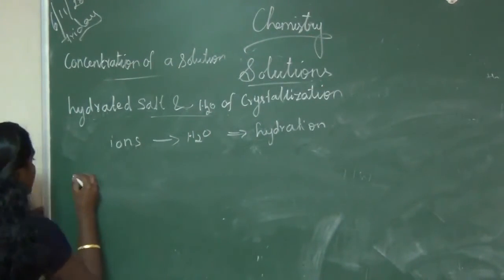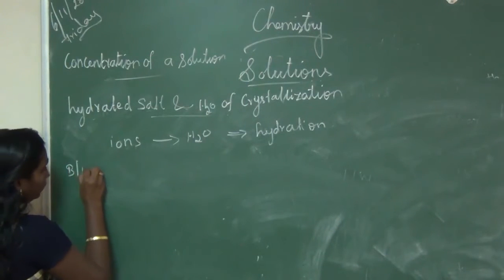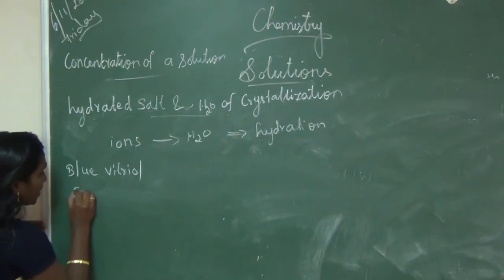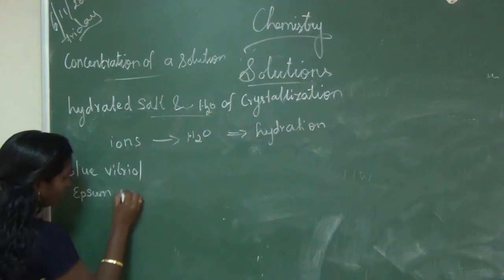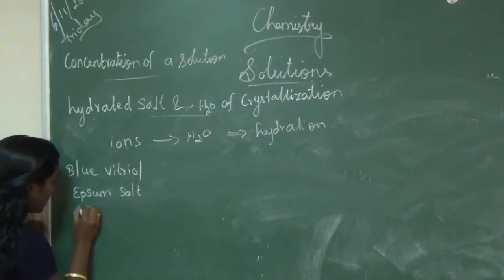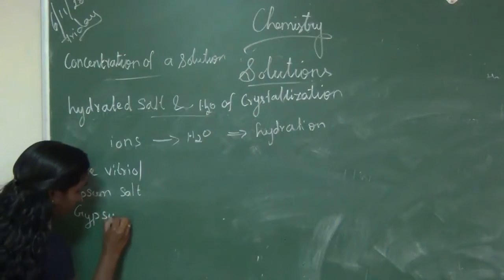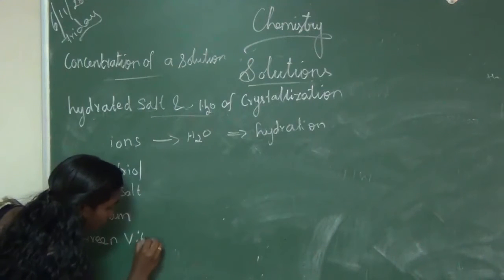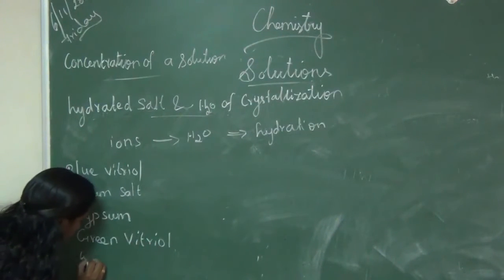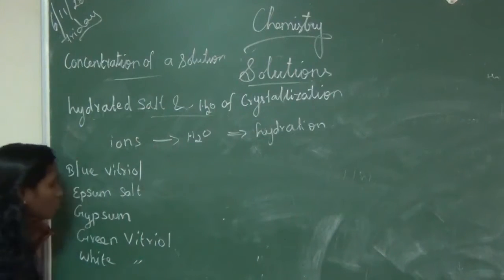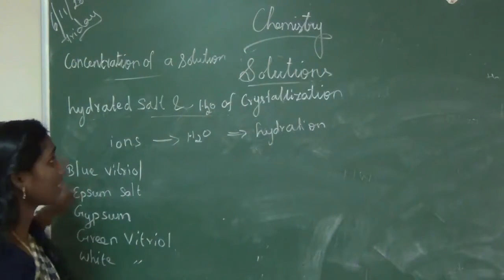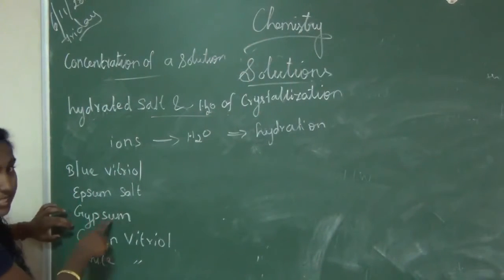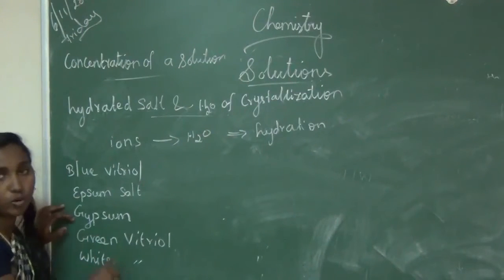So, water of crystallization, for example: blue vitriol, then Epsom salt, then gypsum, then green vitriol, then white vitriol. So what are the examples for water of crystallization? Crystallization salts: blue vitriol, Epsom salt, gypsum, green vitriol and white vitriol.